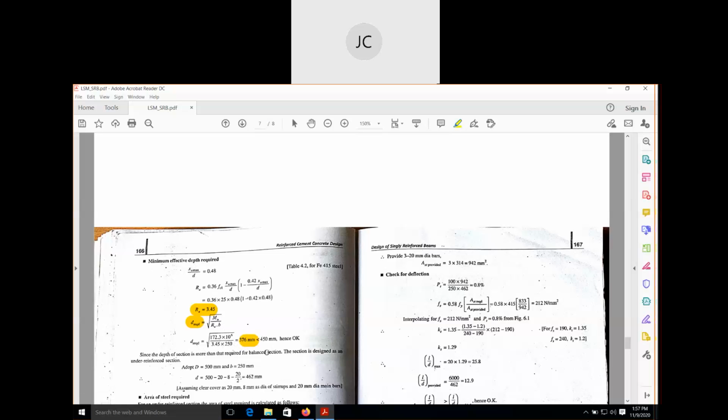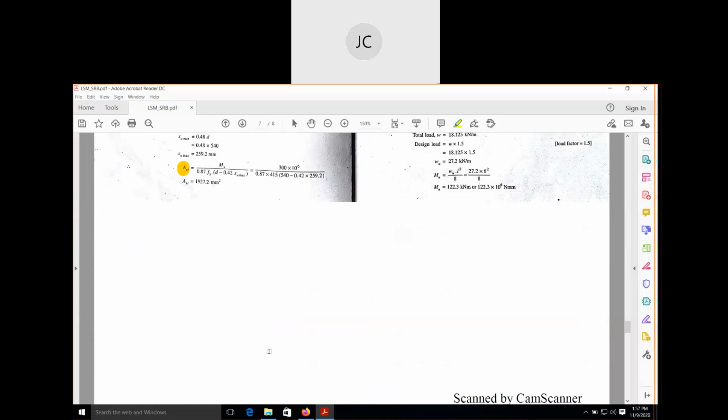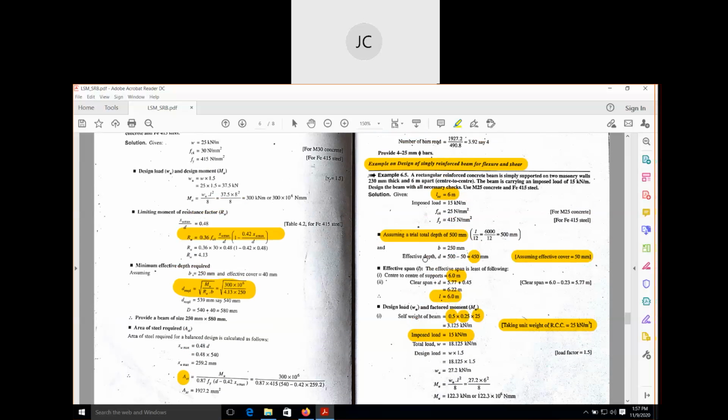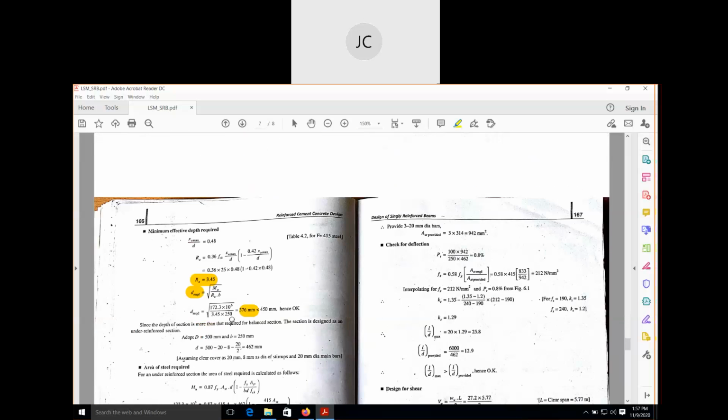But in the starting of the problem, we assumed that the effective depth is 450. So that means our assumption was correct. You can see here, since the depth of the section is okay, this is the equation. The required depth is this much, and we have assumed this much. That means our assumption was correct. Again, you can see here, since the depth of the section is more than the required for balanced section, the section is an under-reinforced section.